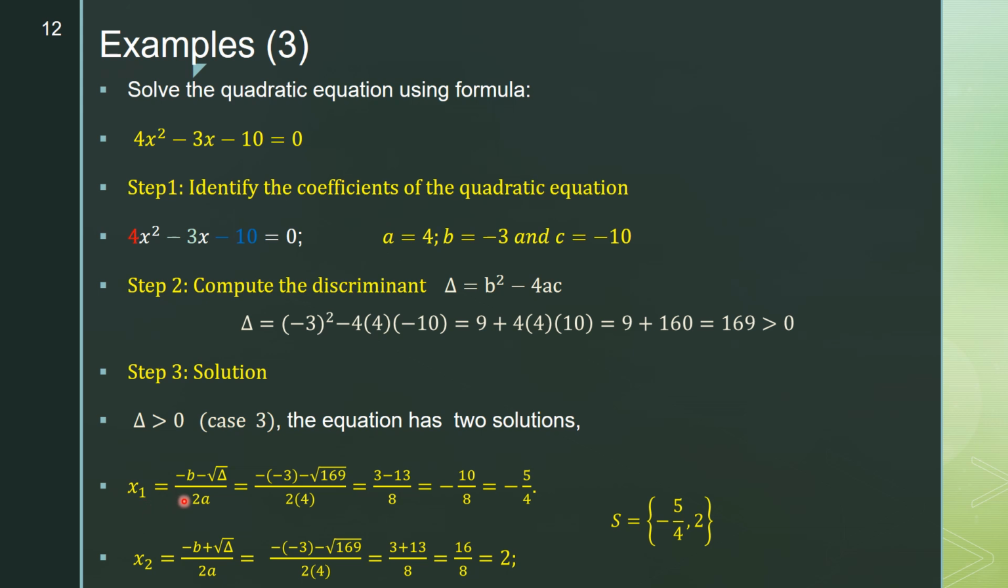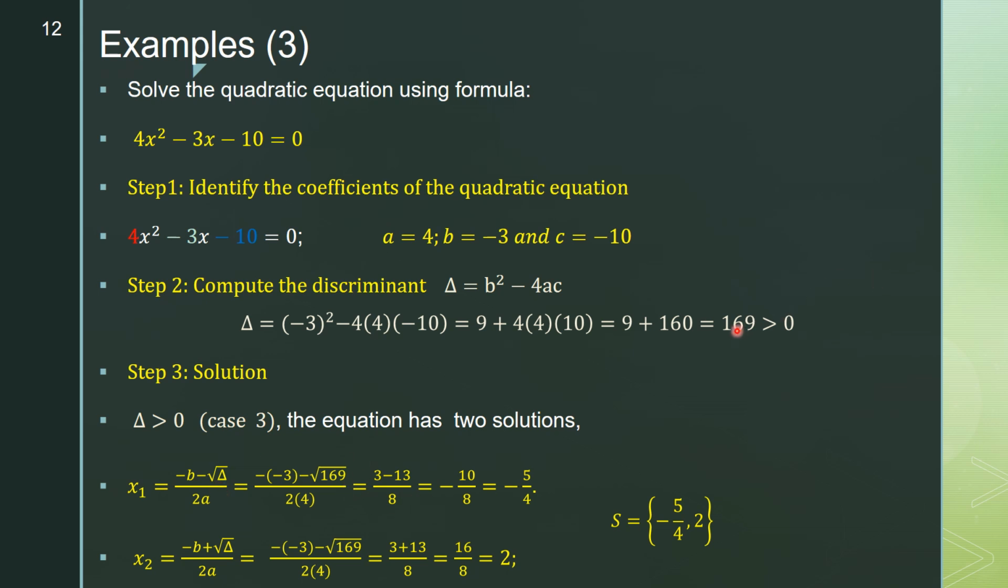The first solution will be given by this equation, x1 equals minus b minus square root of delta divided by 2a. So we substitute instead of b, again, minus 3. Be careful here, because there's a negative sign in the formula, and there's a negative sign in b. So minus multiplied by minus, we will get positive. And then here, minus square root of delta.